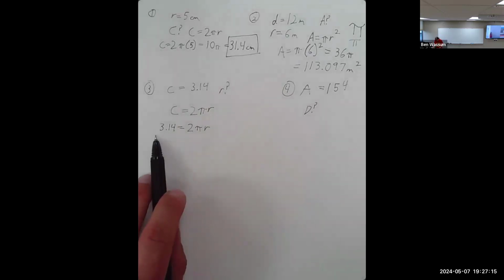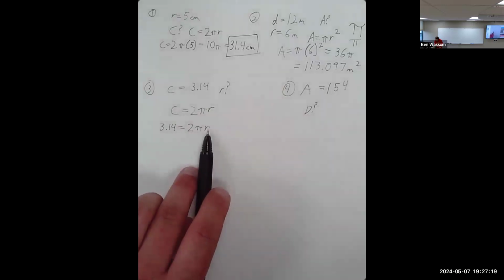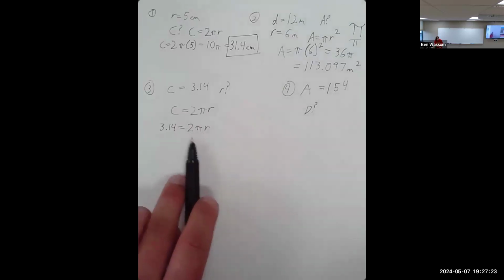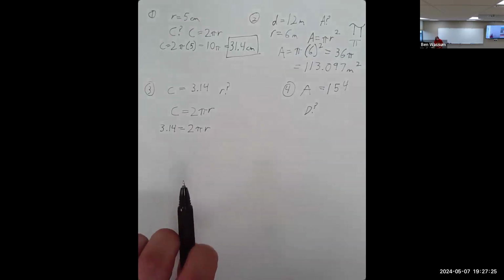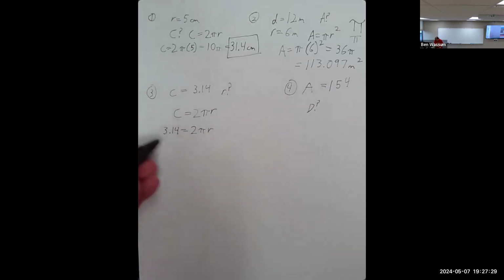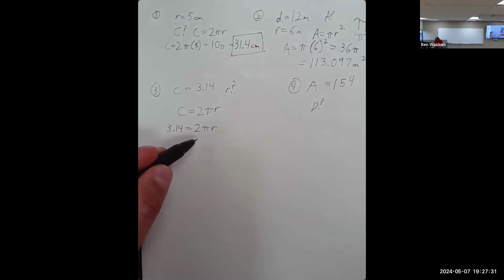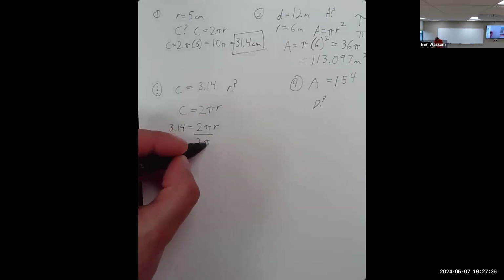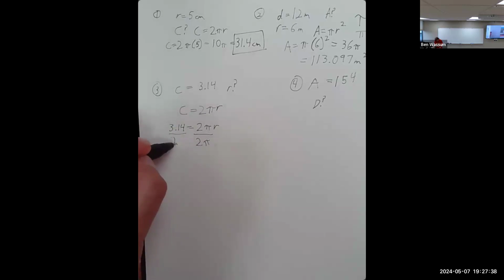So at this point, the radius is actually our only variable, because even though pi is a weird looking thing, it's still a number. We know it's a constant. So I can solve for the radius right away by dividing by 2 pi, because pi is just a number.